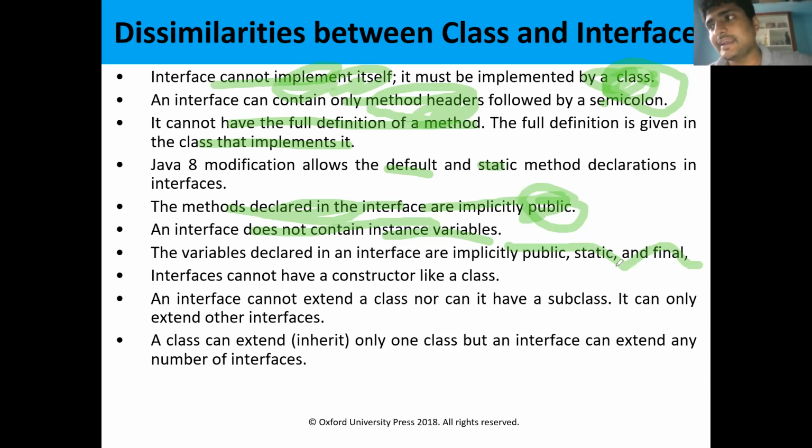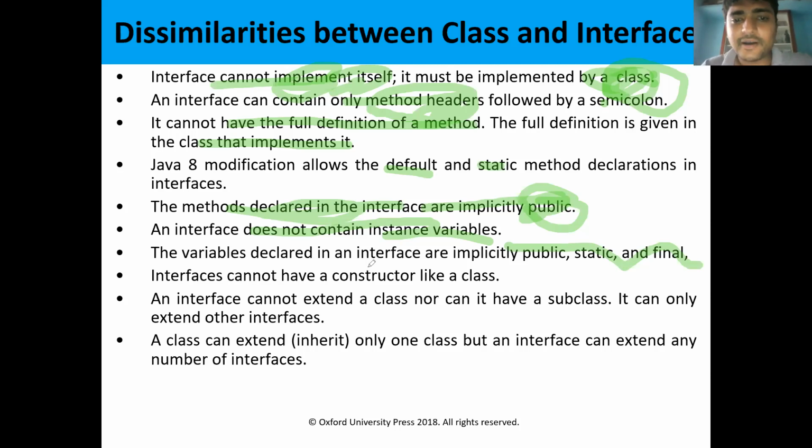Static means that without creation of an object we can also access that variable. That is static. Final means constant. That means x equal to 10 is a constant. That is final for the entire program. We cannot edit that value. We cannot change that value. So by default, if you declare anything in an interface, they are public, static, and final.